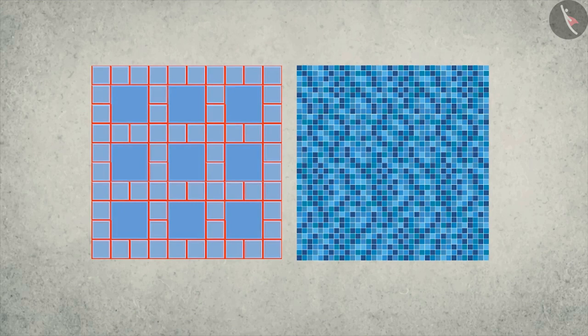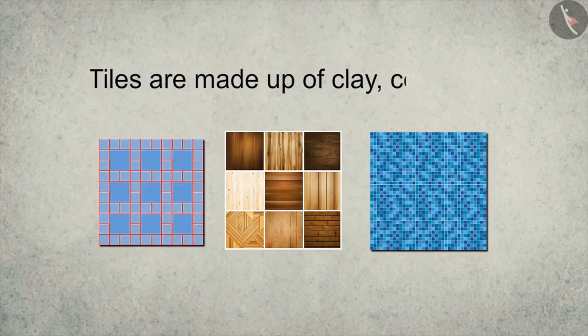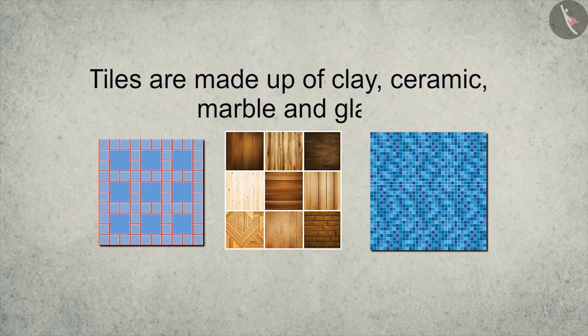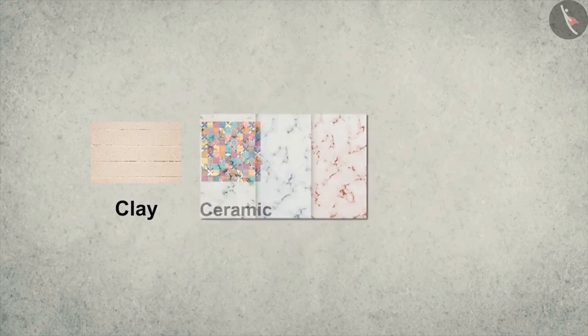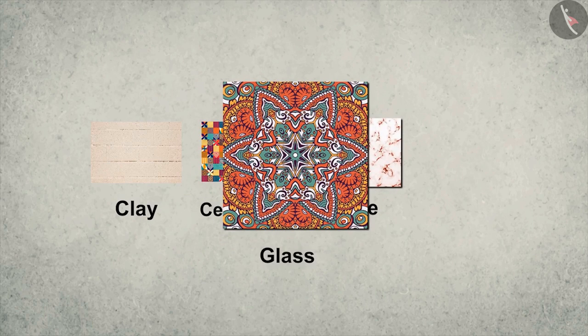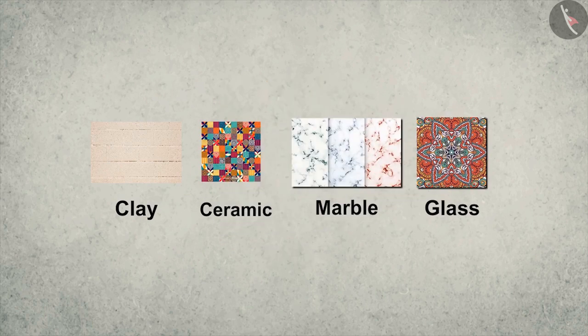These are some tiled floors. Wow, these are so beautiful. Do you know what tiles are made up of? Clay? The tiles are made up of clay, ceramic, marble, and glass. Oh, really? Yes, look at this.